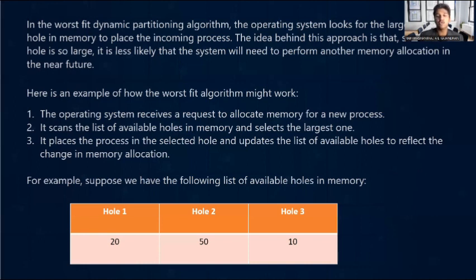So now let's look at another example of a table. Okay, so we have 3 columns and 2 rows. First up, we have hole 1, hole 2, and hole 3. As you can see, in hole 1 we have 20 units of memory. In hole 2, we have 50 units of memory, and in hole 3, we have 10 units of memory. So that was the list of available holes in memory.